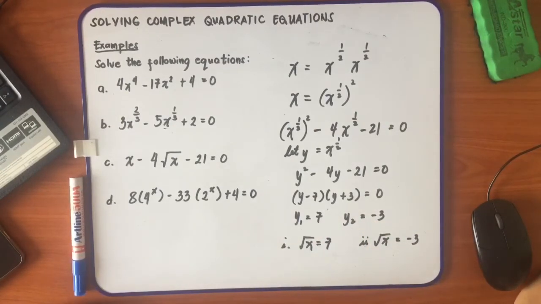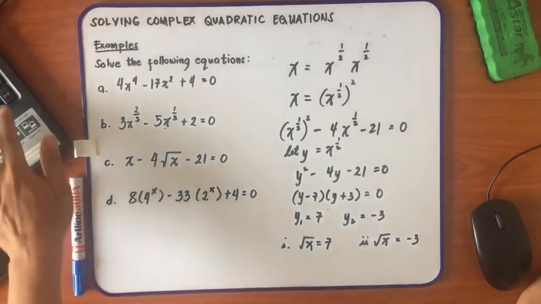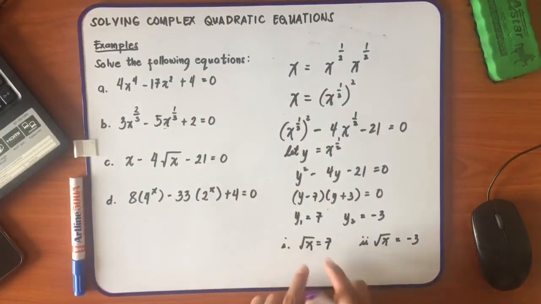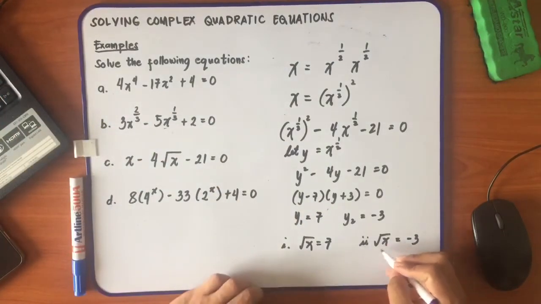No. This is an example where one solution of the quadratic equation in terms of y is not a valid solution of the original equation in the set of real numbers. So it is an extraneous solution. This can be discarded at this stage, and it should not be included as part of the final solution. So I am not going to consider the square root of x is equal to negative 3. I will only consider the square root of x is equal to 7. So this one will be discarded.